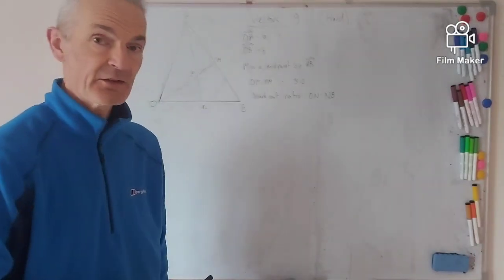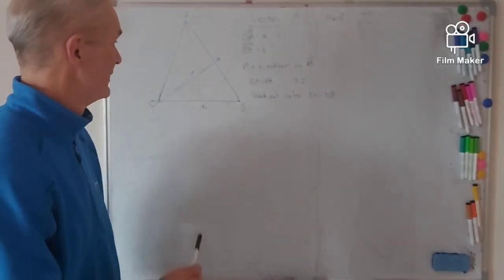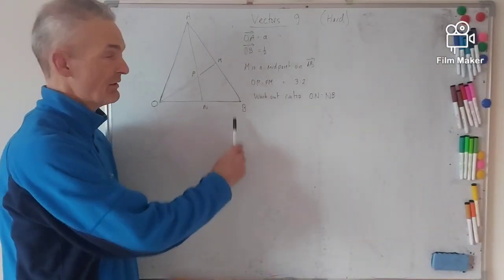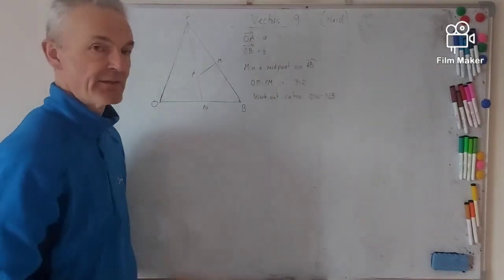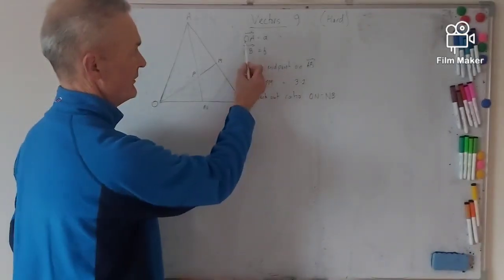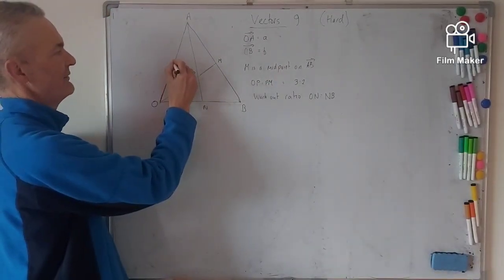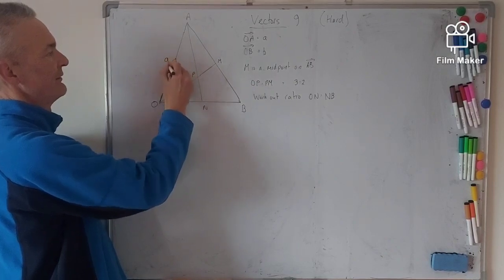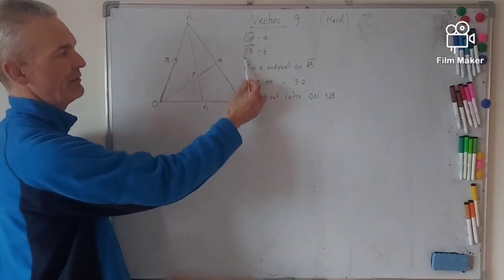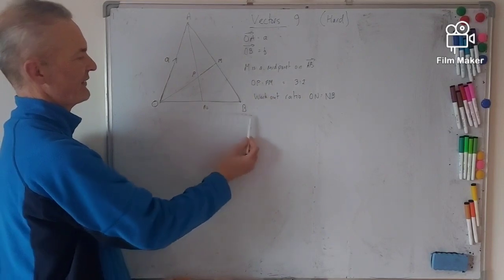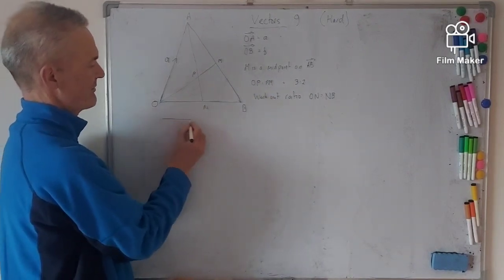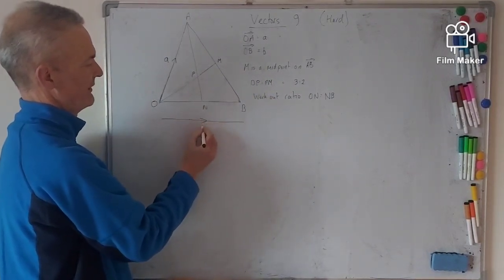Here it is, and it's quite a hard one. So we've got this shape here, which you can see is a triangle, and we're given some information about it. We've got the vector OA is A, so I'm going to put that one on. And we're told vector OB is B, so this is this vector across here. I'll just put it underneath like that.